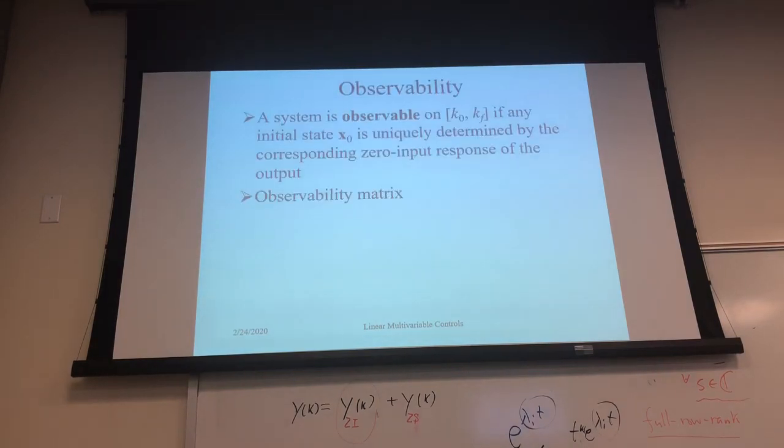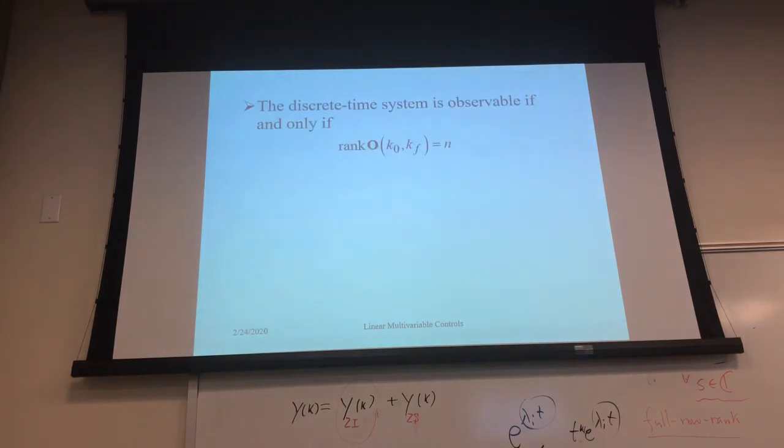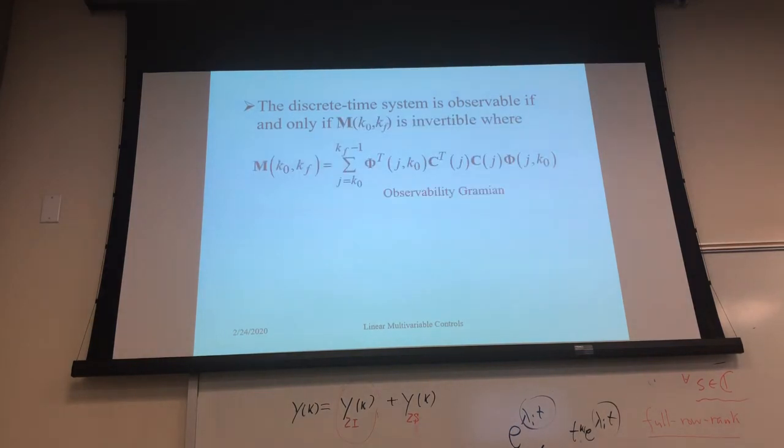Interesting. For observability, you have a parallel idea here. The rank of the O matrix has to be something like that. Remember, this is called the O matrix. So then the observability gramian is invertible, and again we can write the observability matrix.